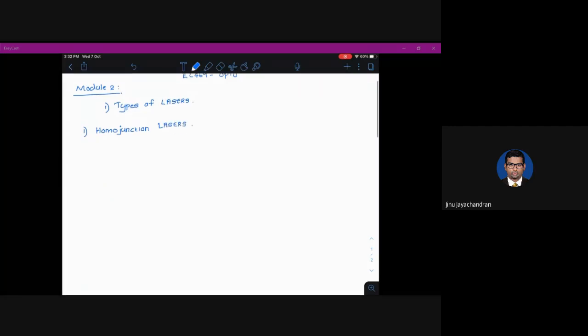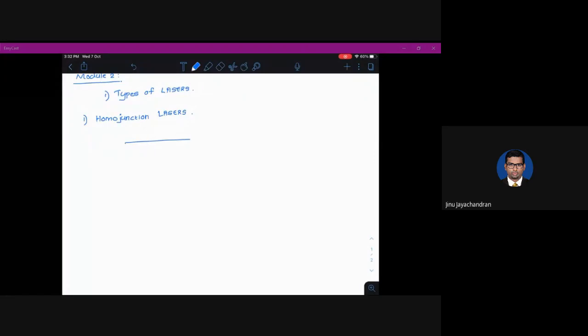Homojunction lasers means our normal PN junction. You might have studied in your SSD that if you have a P and an N junction, it will form something called a depletion region here. And this will be your active region.